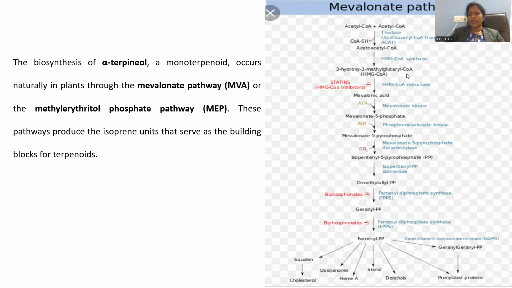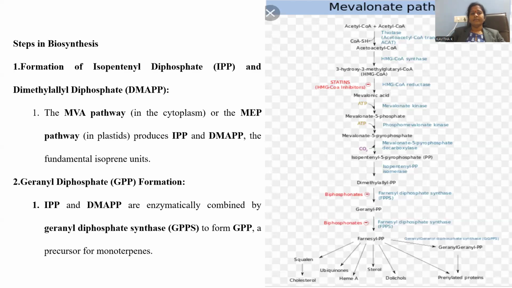Hydroxymethyl glutaryl coenzyme A will be prepared. That can be subjected to a reduction process, giving rise to mevalonic acid. Mevalonic acid will be synthesized. The mevalonic acid pathway will be followed over there. That mevalonic acid pathway is the most important methodology, the natural route for the synthesis of terpenoids.